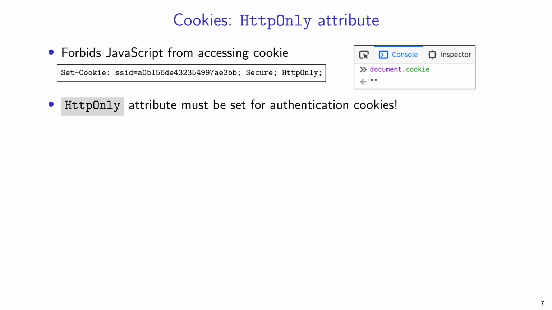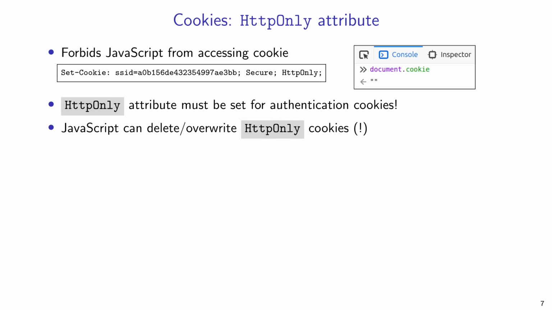Therefore, as the best security practice, the HttpOnly attribute must be set for authentication cookies. There is really no good reason why JavaScript should be able to read these cookies. There might be some other cookies storing some user preferences. Now, making these available in JavaScript might be useful, but it is definitely not necessary for authentication cookies. Although what should be noted is that JavaScript can delete and override HTTP cookies.